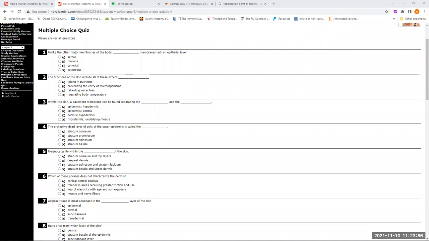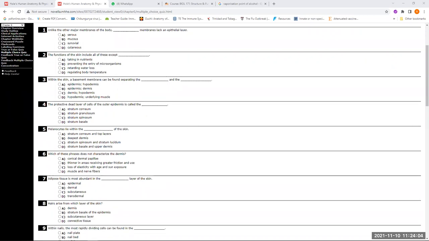The functions of the skin include all of these except which one? Taking in nutrients, correct. Does it regulate body temperature, the skin? Yes, it sure does, by sweating, we mentioned that, but some people say perspiration. Retards water loss, does it do that? Yeah. How does it slow down water loss?